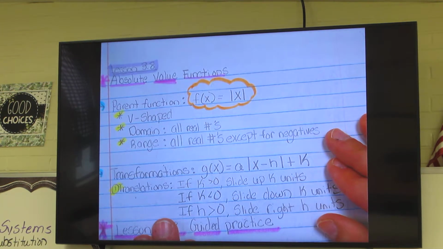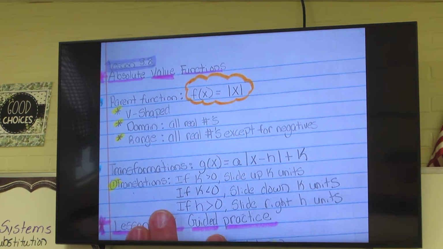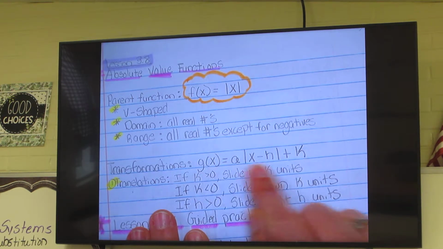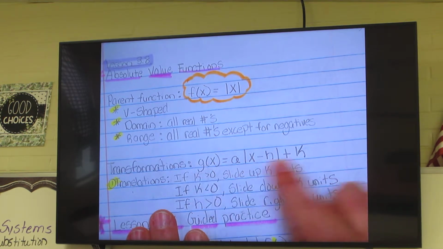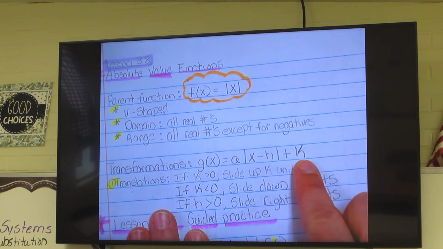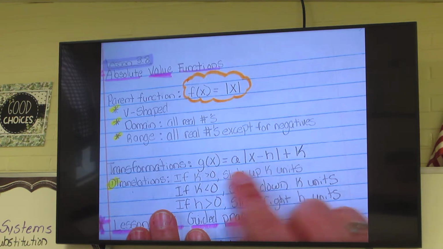Now, the other thing that my class looked at was transformations, and I'm just going to put these up here for you because you're going to refer back to them. This is the general form of everything possible that you could have in an absolute value equation. You could have an A, an H, and a K. There are a couple things about this. Let's go with K first.